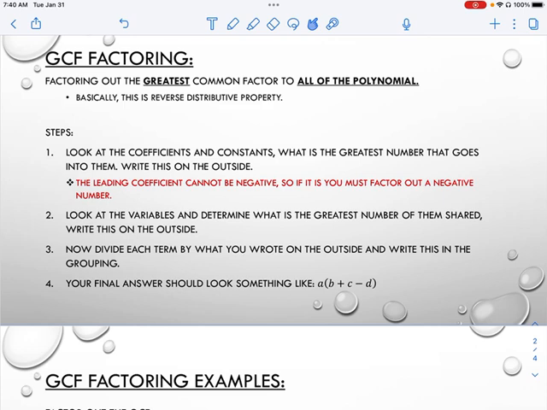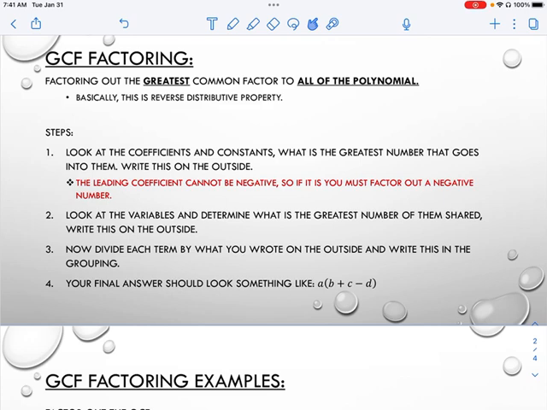So the steps involved: step number 1, we're going to look at the coefficients and constants. What's the greatest number that goes into them? Write this on the outside. Now, one little rule with that, the leading coefficient cannot be negative. So if it is, you must factor out a negative with your number. Okay, so you've got to make sure you do that. Now, what that will do is when we factor out that negative, it flips the sign of everything left inside.